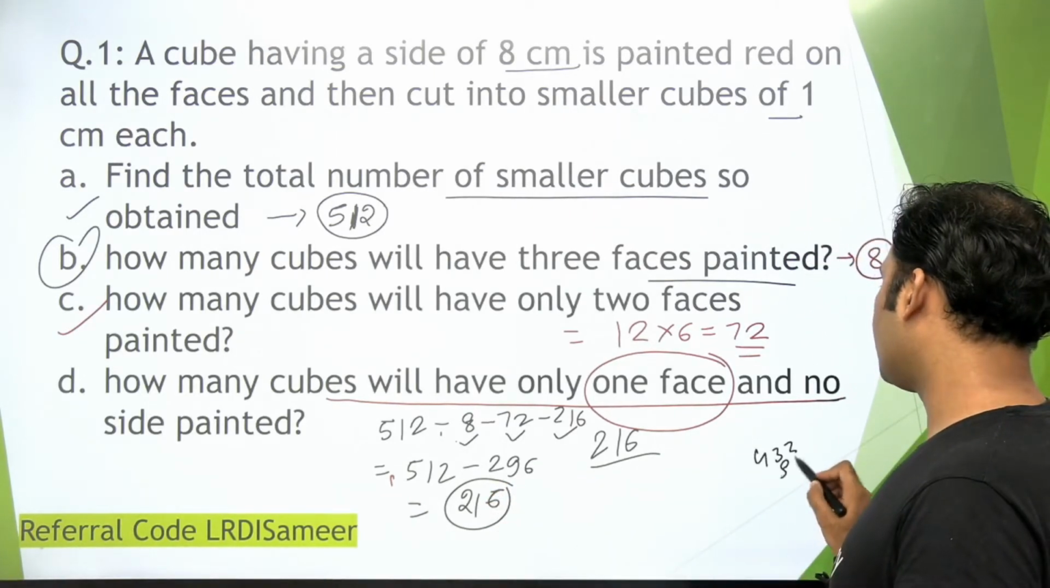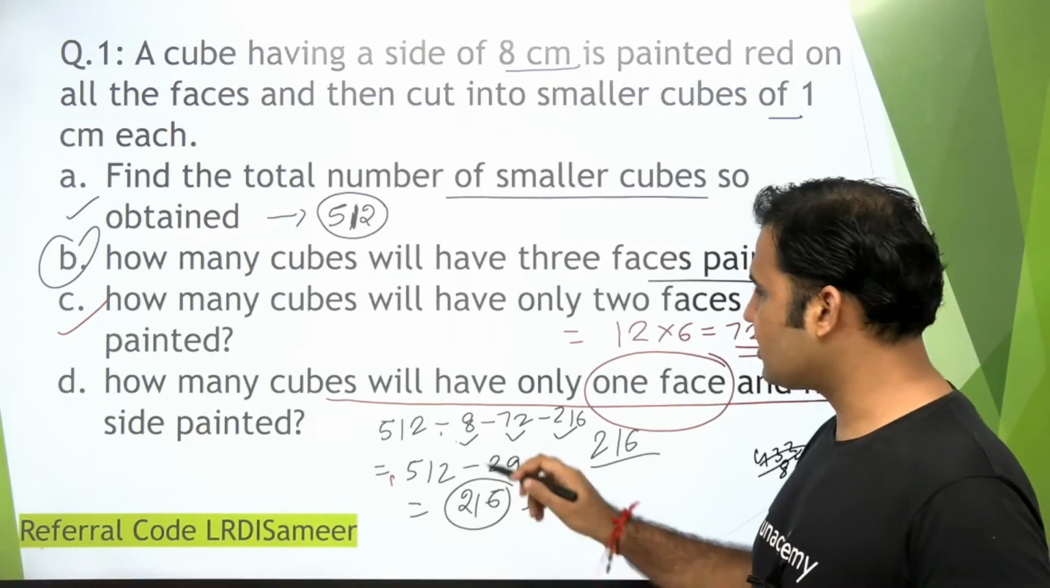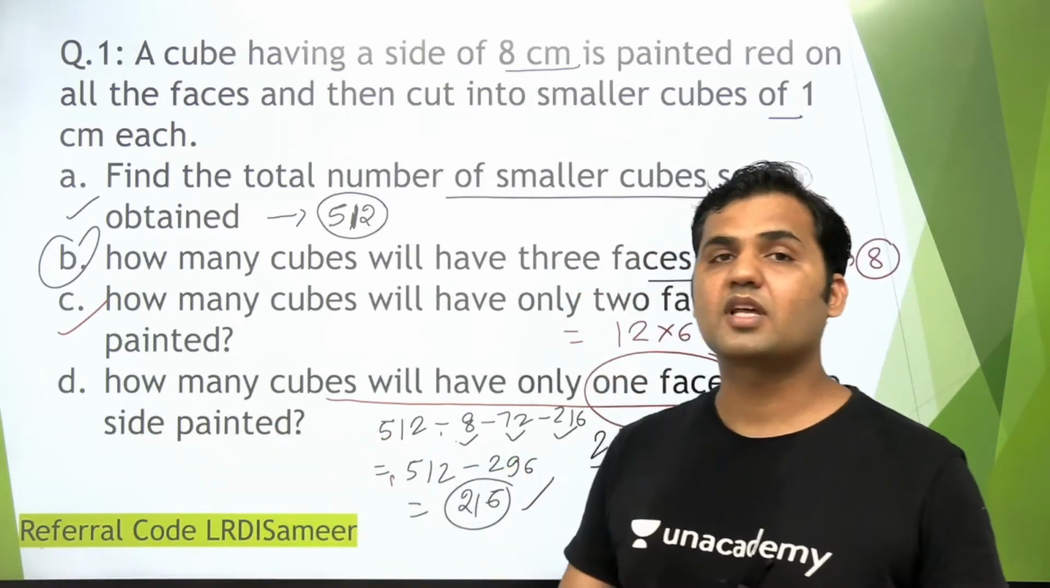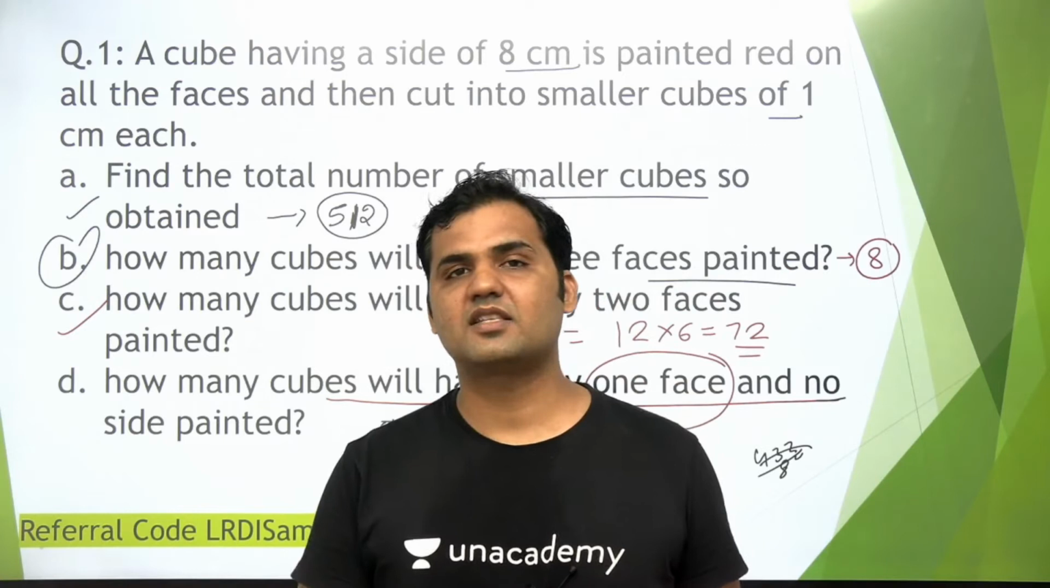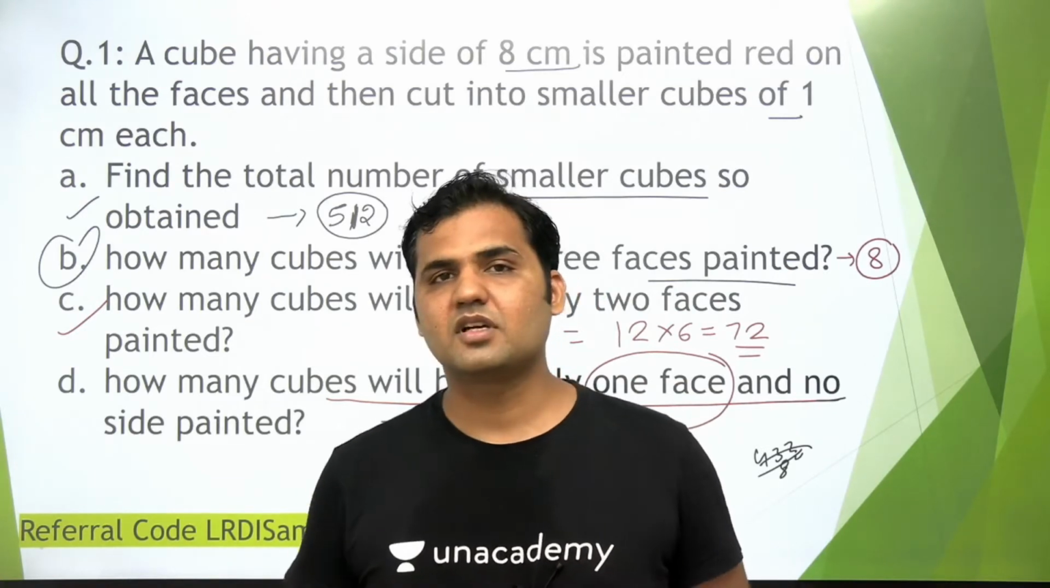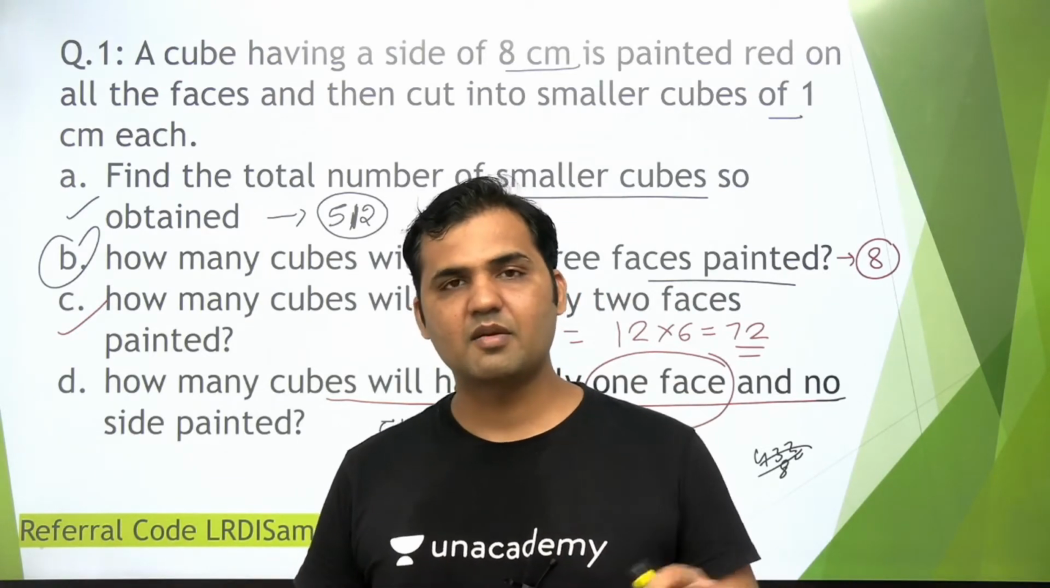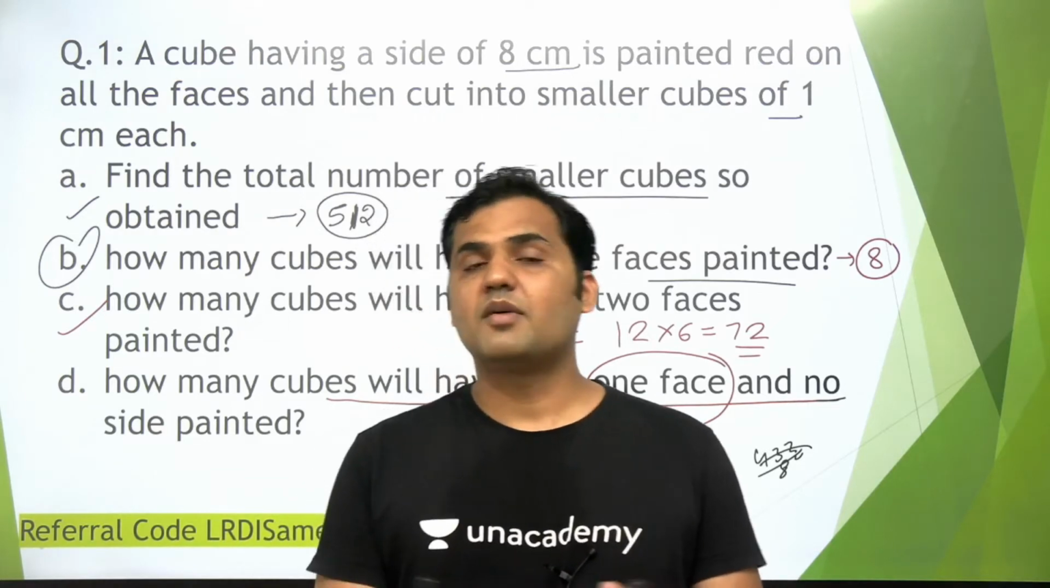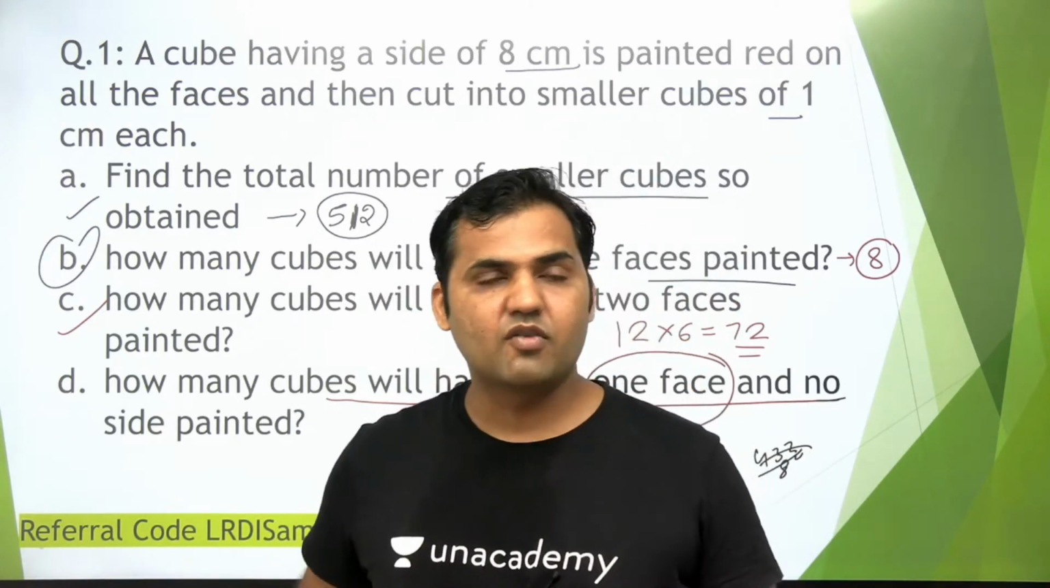432, let me check the calculation. Yes, that's correct. 216 will be the answer for the question for the number of cubes which does not have any side painted. This is the basic concept of the cube, color and painting and cutting. There are still many different types and advanced level questions.